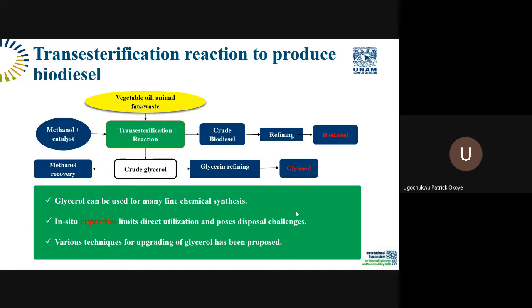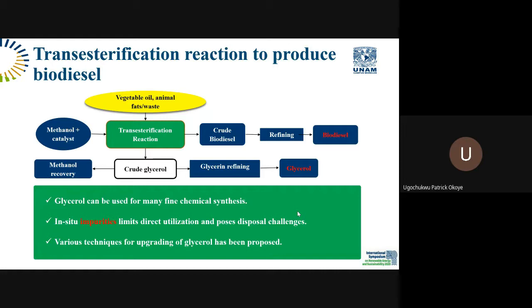The production of biodiesel is primarily and mainly through the transesterification reaction. This transesterification reaction uses vegetable oil, animal fats, and waste, and an alcohol, usually methanol, and a catalyst to produce biodiesel and glycerol. For every 100 grams of biodiesel produced, about 10 grams of glycerol is produced, which makes it an abundant material that can and should be reused to boost the viability of biodiesel.